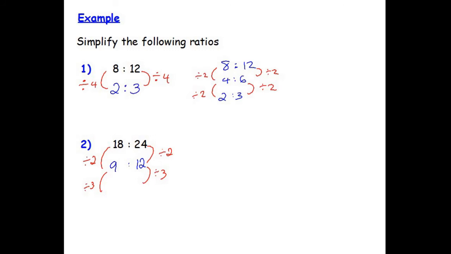So 9 divided by 3 is 3. And 12 divided by 3 is 4. And there is no other number there. So our answer is 3 to 4. Now, much like the first question, you could have done this in one step. So for 18 to 24, we could have divided by 6 straight away to get an answer of 3 to 4.